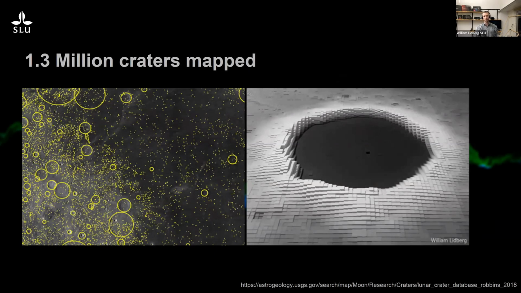Now we have a lot of data on the moon. 1.3 million craters have been mapped. We could use this data to pre-train a model and then use the Swedish data to do the final training before we implement it across Sweden.